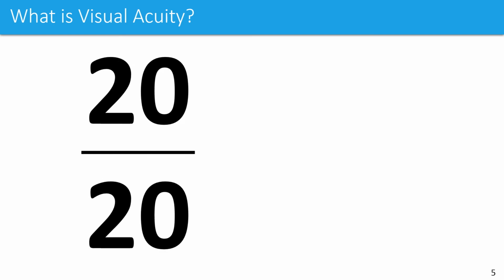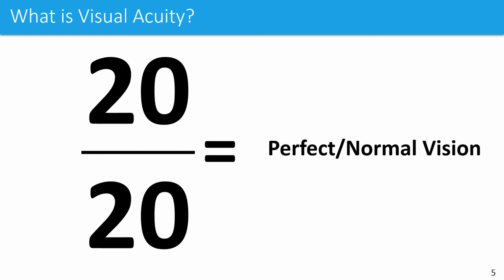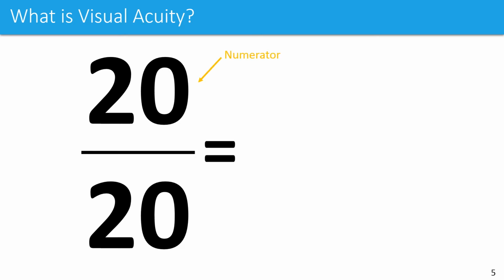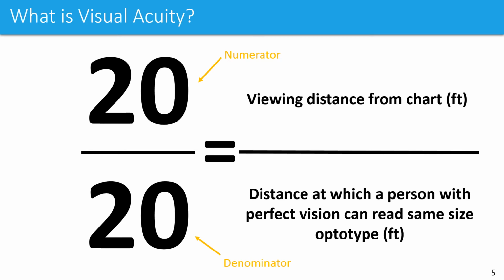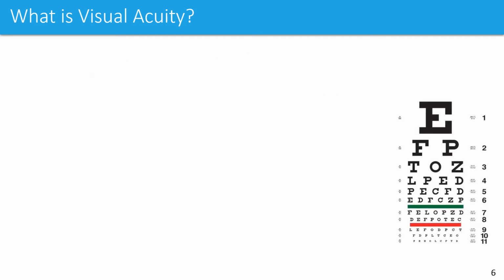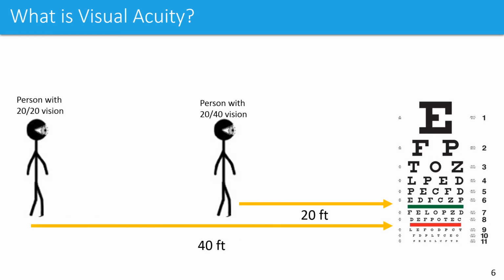You may be familiar with the term 20 over 20 vision. The term 20/20 is a measure of the visual acuity and is commonly referred to as perfect or normal vision. The numerator is the distance from the participant to the chart, or the viewing distance. The numerator stays consistent if the test distance remains the same, as it will during the screening. The denominator is the distance at which a person with normal vision would be able to read the optotypes the examinee can read at the viewing distance. For example, if you were to have 20 over 40 vision, this means you see at 20 feet what a person with normal vision would be able to see at 40 feet.